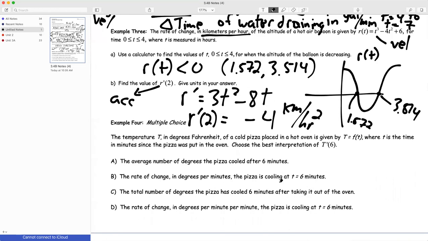One last example here on the first page, multiple choice. The temperature T in degrees Fahrenheit of a cold pizza placed in a hot oven is given by T equals F of t, where t is the time in minutes since the pizza, I believe it should say, was taken out of the oven because it's cooling.